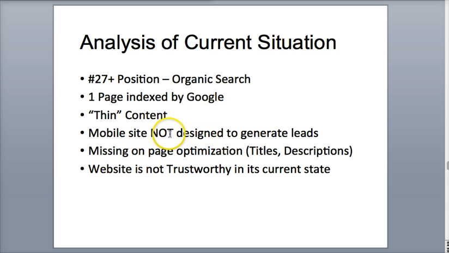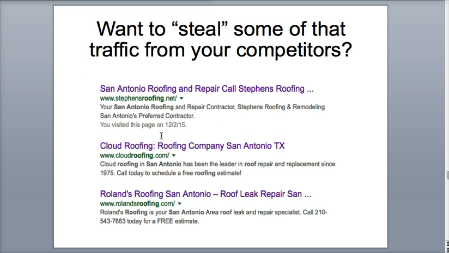The mobile site is not designed to generate leads, so your mobile site could be optimized a little better, where it can entice people to dial your number right on the spot, or one click and then your phone starts ringing, okay? And there's missing on-page optimization, some with the titles and descriptions, and the website all around is just not trustworthy. It's not trusted by Google. So we need Google to trust it, and then you're going to start ranking, okay?